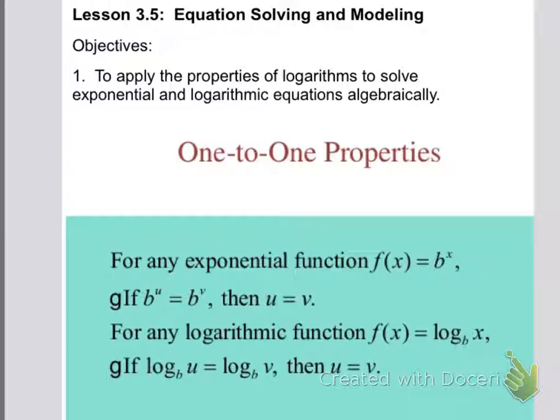So this is 3.5, and we are going to be solving, well, not really modeling, but solving logarithmic and exponential equations using the properties of logs. Some of these will be easier to do algebraically. Some of these will be easier to do graphically. So we'll kind of sort through this as we go along.